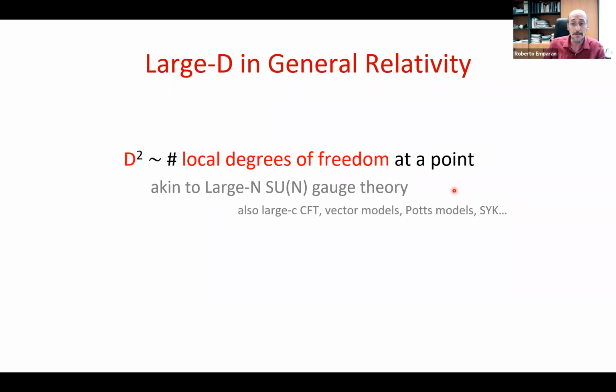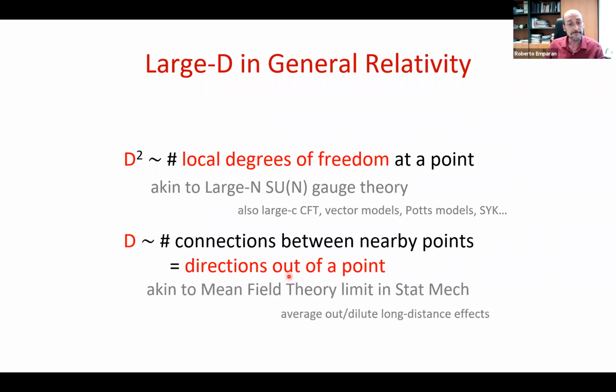But we can also have D appearing in general relativity as the number of connections between nearby points. That's the most basic property of increasing the number of dimensions, that you have more directions in which you can point from a given point. It's the directions out of a point. And this way of regarding it is very similar to what one does in statistical mechanics.